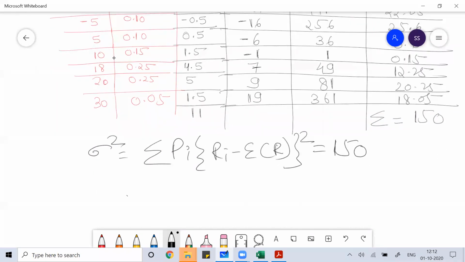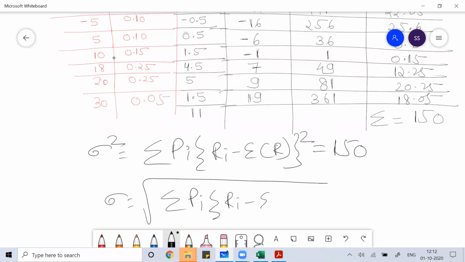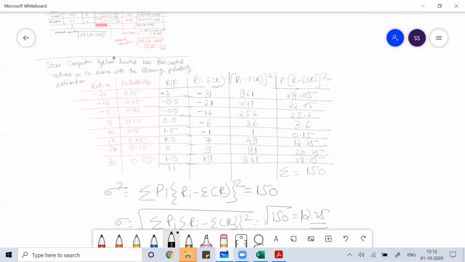So the standard deviation is the square root of this, that is summation of pi into ri minus er whole square. So you get square root of 150. You will get around 12.2. That is the standard deviation.